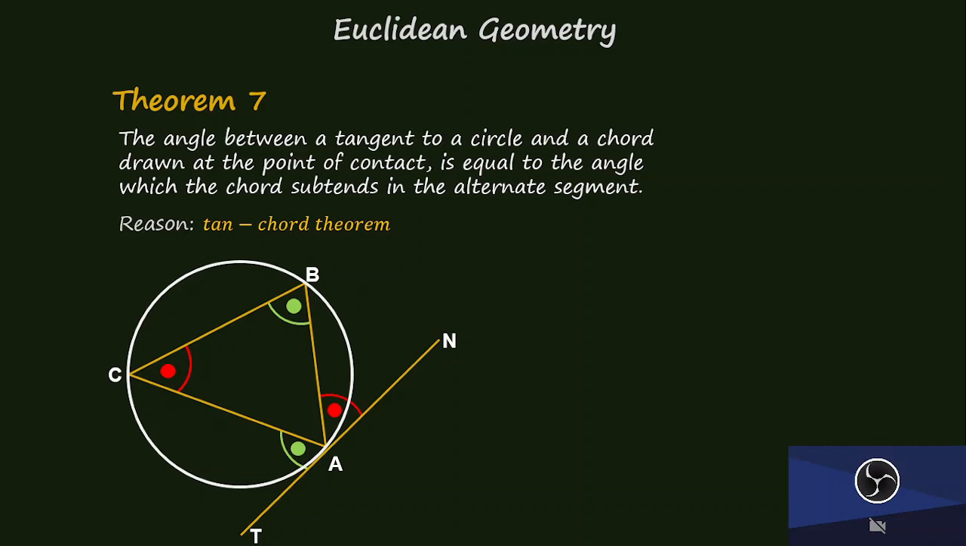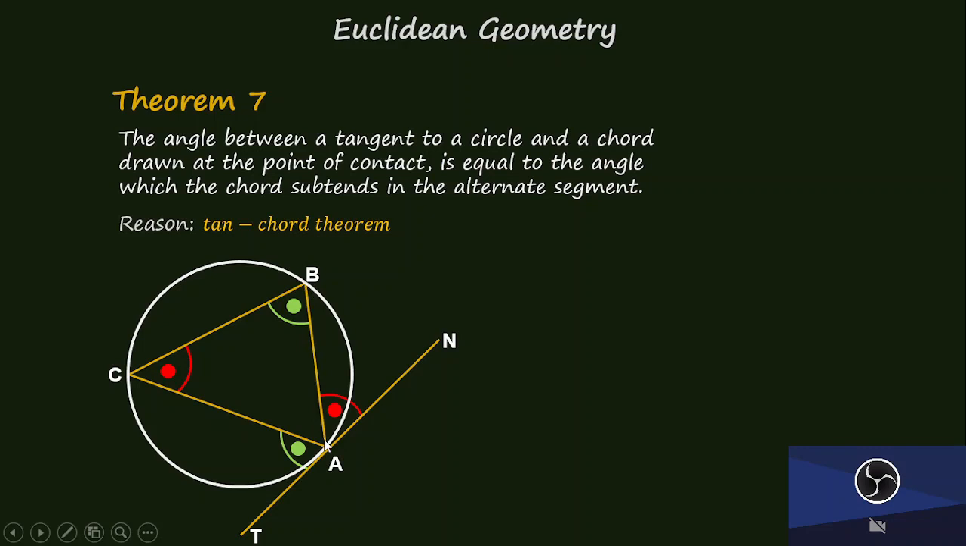It says the angle made by the tangent to a circle and a chord at the point of contact is equal to the angle subtended by the chord in the other segment. So what that means is if I have a tangent and I have a chord, let's start with chord AB, and they meet here. The angle that they make together at that point where they meet is equal to the angle that is subtended by this chord at the circumference.